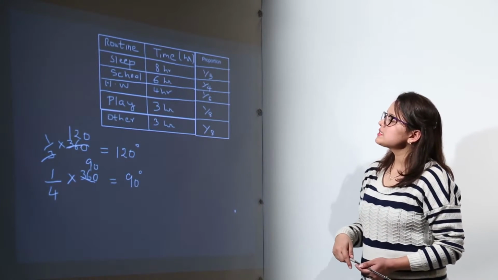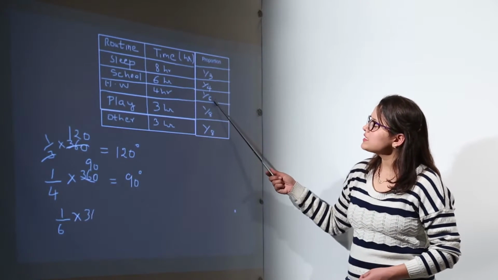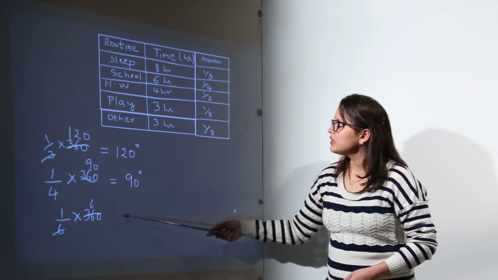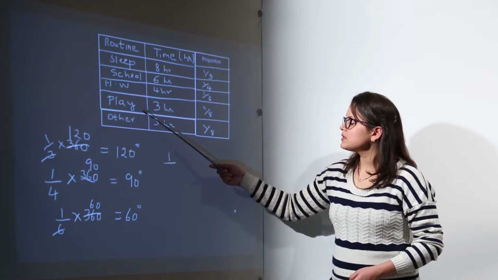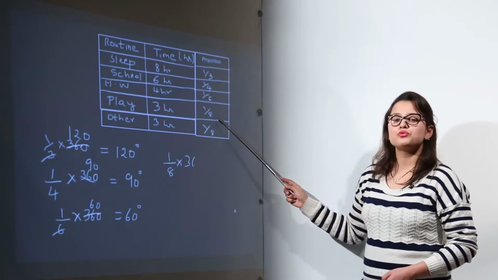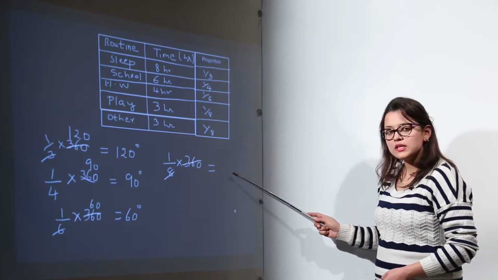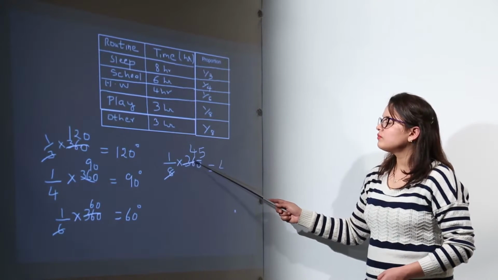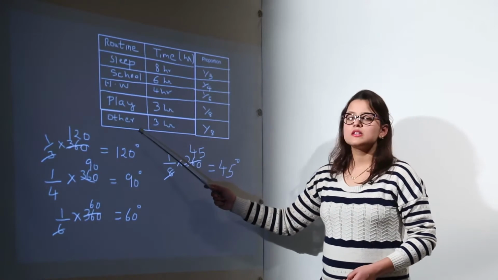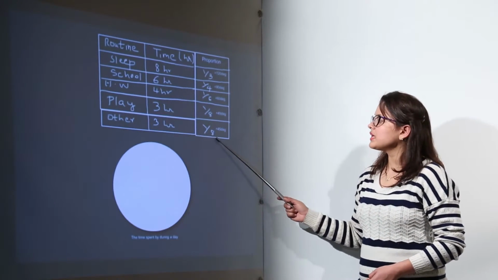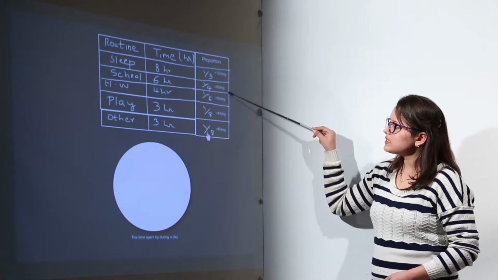Moving on with the next activity, which is homework, you will have the proportion 1 by 6 into 360, that would give you 60 degrees. Then the next one is for playing, that would be 1 by 8 into 360. Simplifying this, you would get 45 degrees. 8 4s are 32, 4 remainder and 0, 4 8 5s are 40. For the last one, the other activities, again you have the proportion as 1 by 8. Now for all the activities you have got the proportions as well as their degrees.